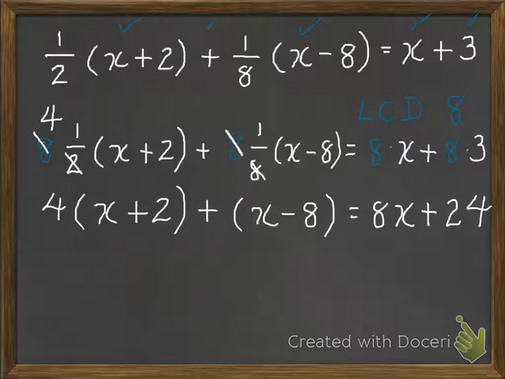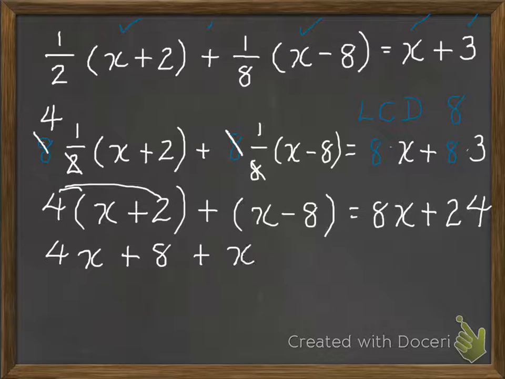So to simplify further now, we're going to distribute 4 times x and 4 times 2. It's called using the distributive property. 4 times x is 4x. 4 times 2 is 8. And this is just 1 times x and 1 times minus 8. You can simply drop the parentheses. 1 is an identity for multiplication that doesn't change anything. And over here we have 8x plus 24.